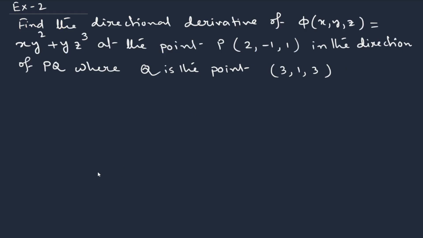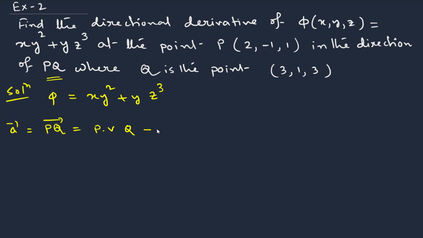Find the directional derivative of phi of x comma y comma z. Here the function phi is given, and two different points are given. So phi is x y square plus y z cube, and the direction, see in which direction we have to find? PQ. So that PQ bar we have to find. So this is nothing but a bar. So how to find PQ bar? Position vector of Q minus position vector of P, means second minus first.